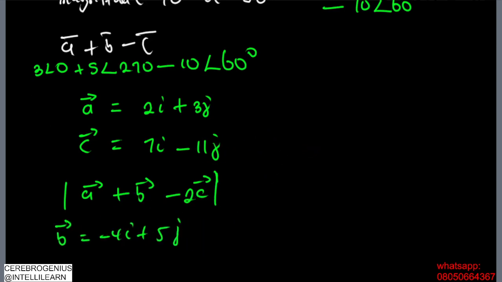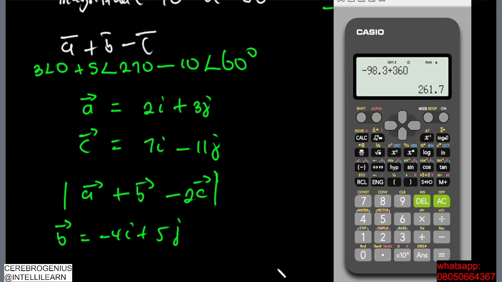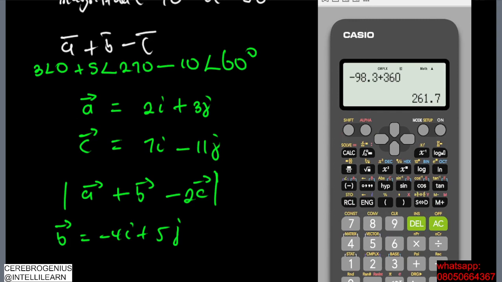Let's put this here. So how are we going to do it with our calculator? Now don't forget that if you look at our calculator, it only has I. There is opportunity for us to type I, but there is no opportunity for us to type J. So we don't have that chance. So what are we going to do?